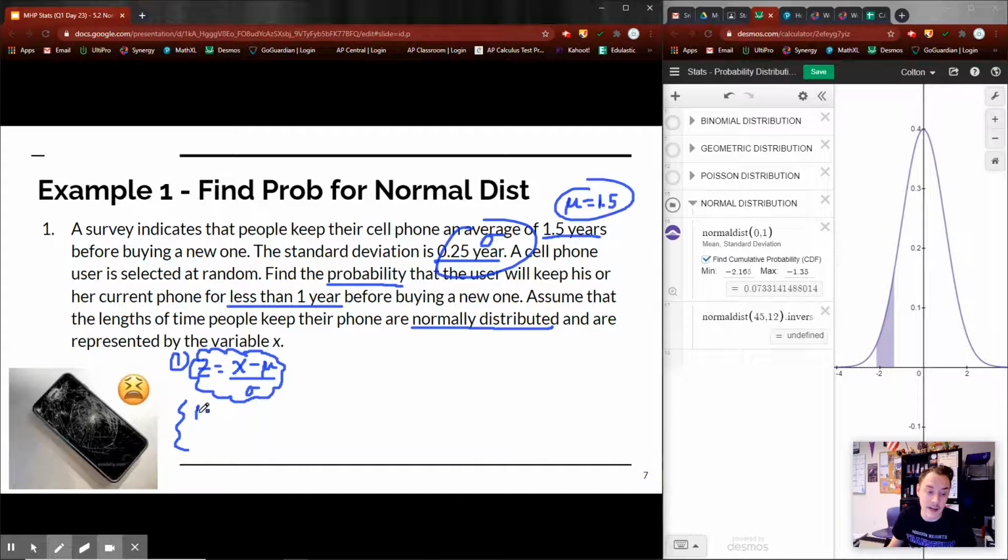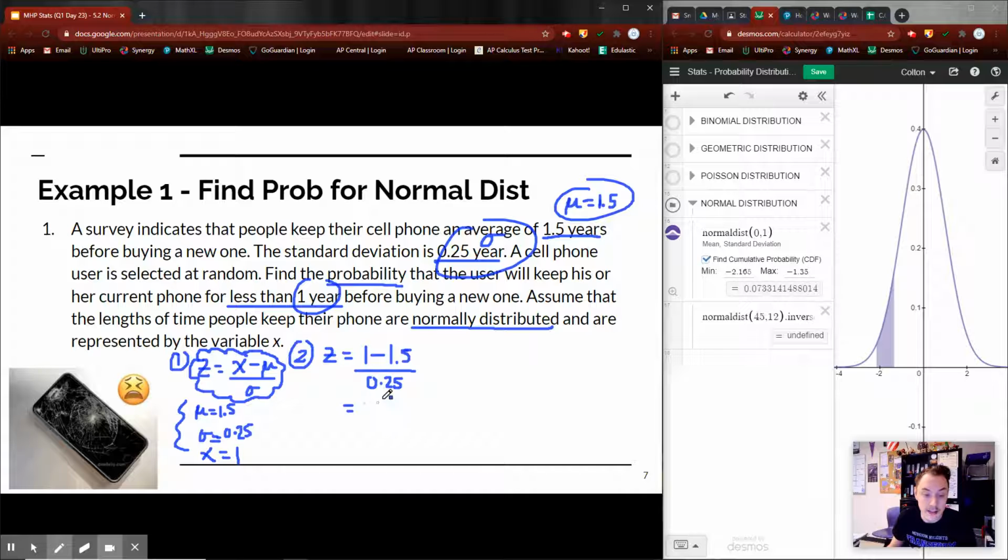I like to list out my variables again just so that I know. So let me do that real quick. Now my x is going to be 1, because it's 1 year. So let's go to step 2. My second step is to actually calculate this. So I'm going to do 1 minus 1.5 because that's my mean. My 1 is my x, and then all over 0.25.